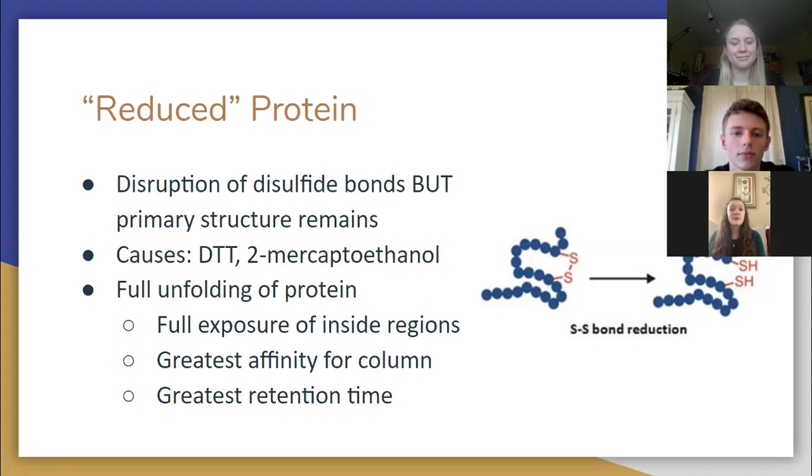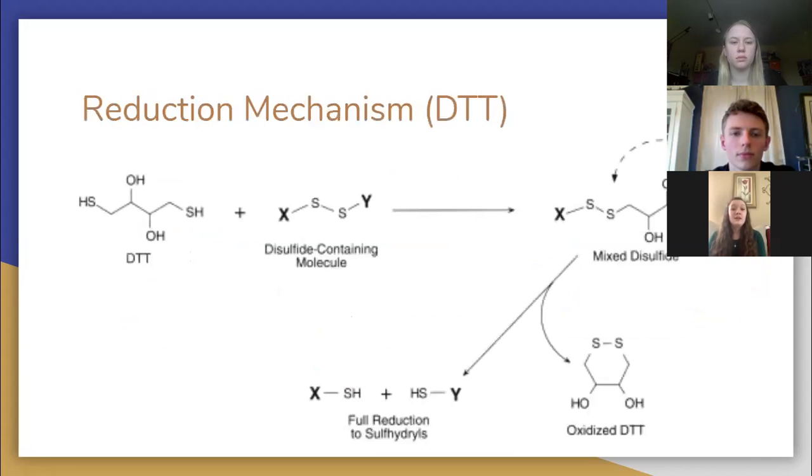This reduces and fully unfolds the protein so there is full exposure of the inside regions, and it has the greatest affinity for the column and the greatest retention time. DTT is the reducing agent we use to get the protein to its reduced form. This is the structural pathway DTT takes to reduce protein.